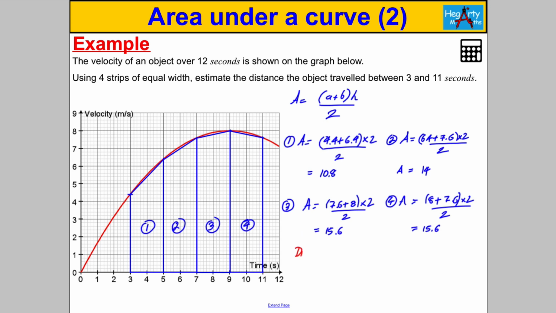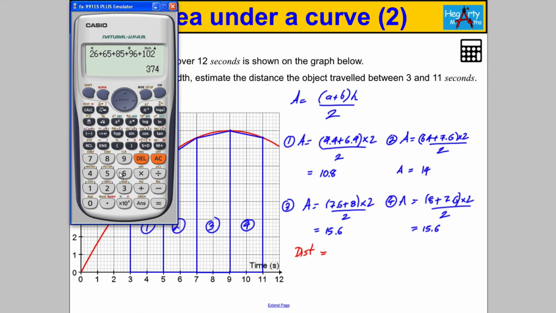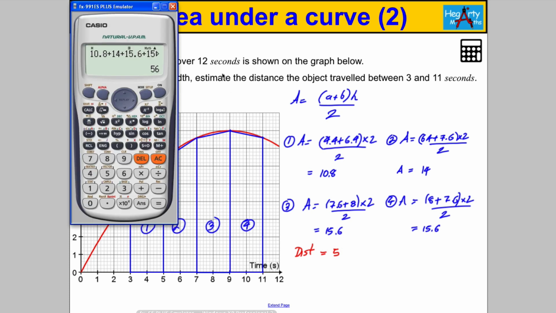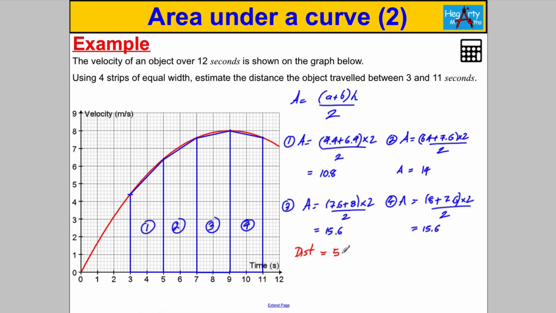So when we add these together, this will give us an estimate for the distance. So calculator out, 10.8 add 14 add 15.6 add 15.6, and we get ourselves 56. And because we've got a velocity in meters per second and time in seconds, this is going to give us our distance unit in meters. So our estimate is 56 meters and we're done.